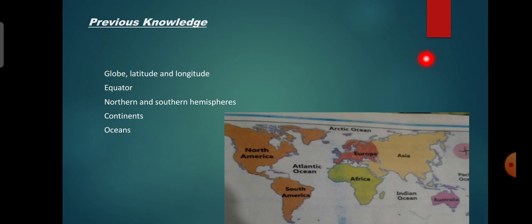But before starting today's class, I am giving you a short review of some basic geographic terms which you have learned in the previous class. Students, you have all seen a globe, and on the globe there are some horizontal lines which are known as latitude, and some vertical lines which are known as longitude. And on the globe we have one horizontal line of 0 degrees which divides the earth into two equal parts, north and south pole, and this line is known as the equator.